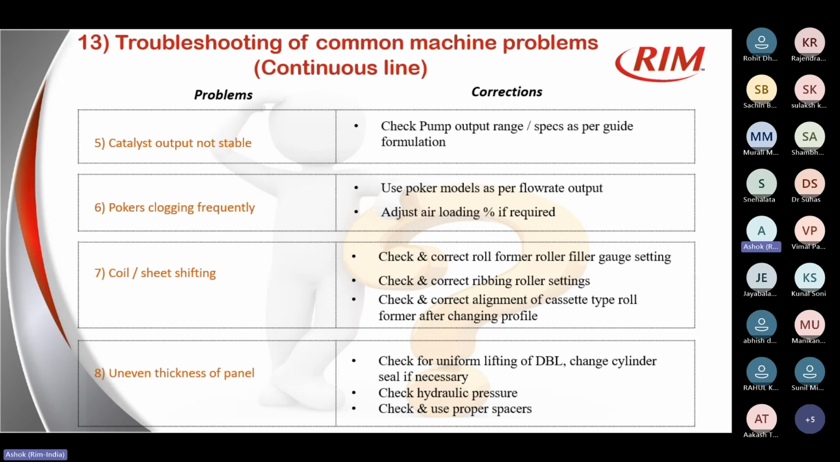Uneven thickness of the panel. For this, I have to check uniform lifting of the DBL. Sometimes it happens that if it is double belt, some of the cylinders are having malfunction. The lifting is not uniform, and that reflects into uneven thickness. Have to check the hydraulic pressure, whether the proper pressure is there, and have to use the proper spacer if it is hydraulic type.